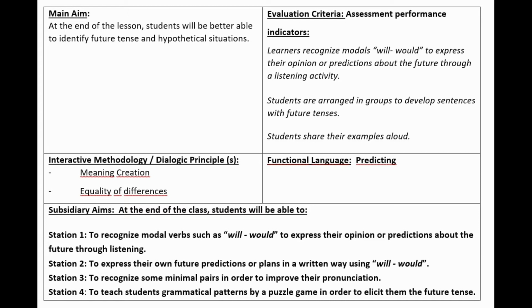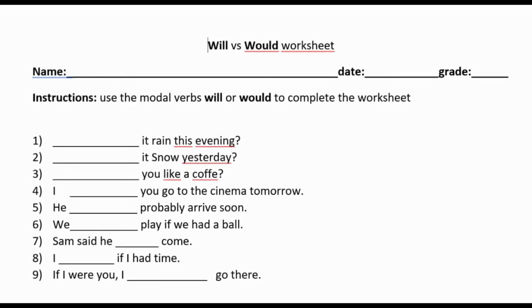Station division. Subsidiary aims. Station 1: to recognize modal verbs such as will and would, to express their opinions or predictions about the future through listening. Skills and subsidiary skills: listening. Method or approach: bottom-up approach. Teaching aids: video.